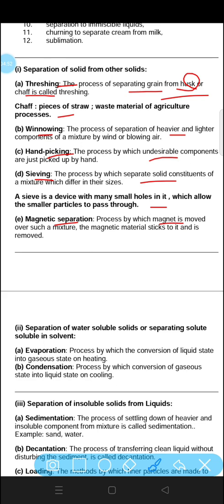The process by which a magnet is moved over a mixture. The magnetic material sticks to it and is removed. If we move a magnet over a mixture, the materials which stick to it will be separated from the remaining ones.